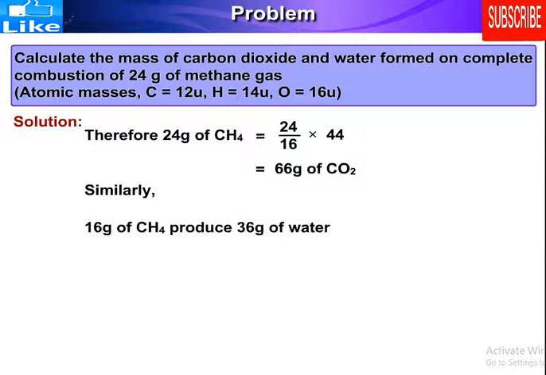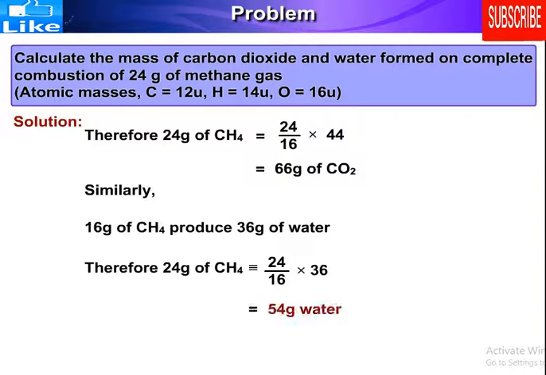Similarly, 16 grams of CH4 produce 36 grams of water. Therefore, 24 grams of CH4 is equal to 24 upon 16 multiplied by 36, which is equal to 54 grams of water.